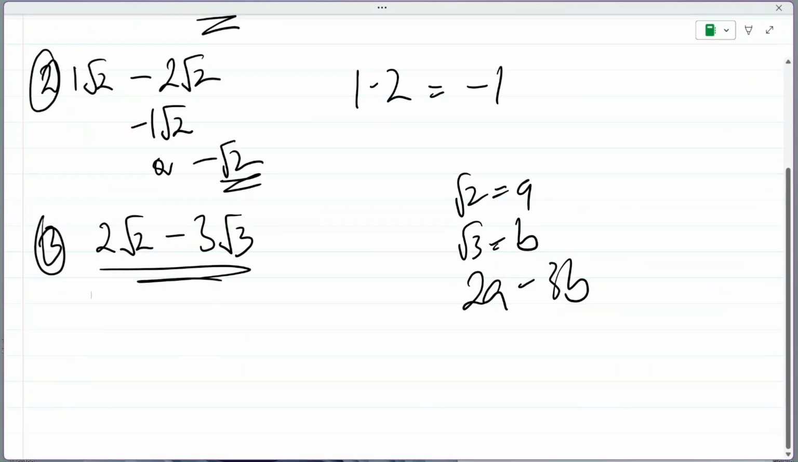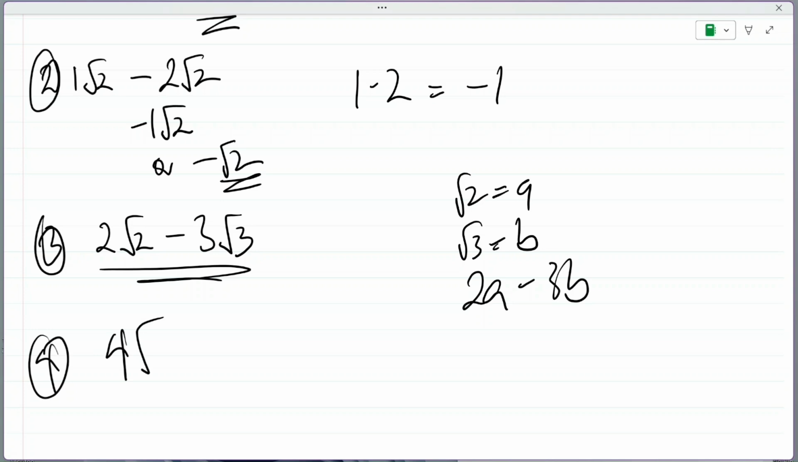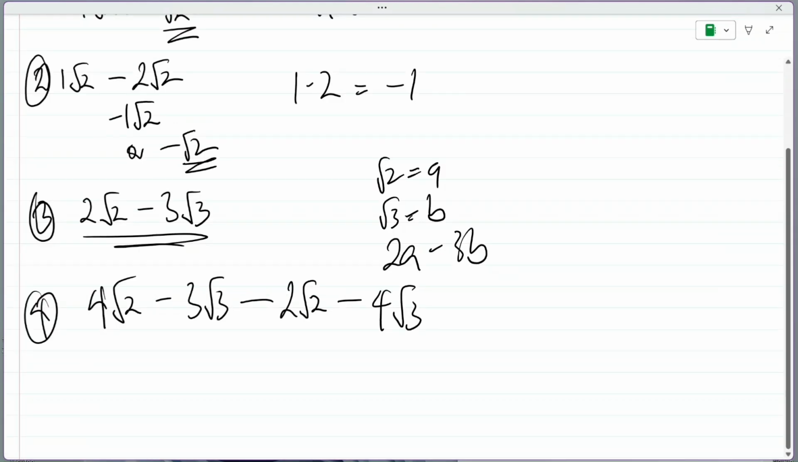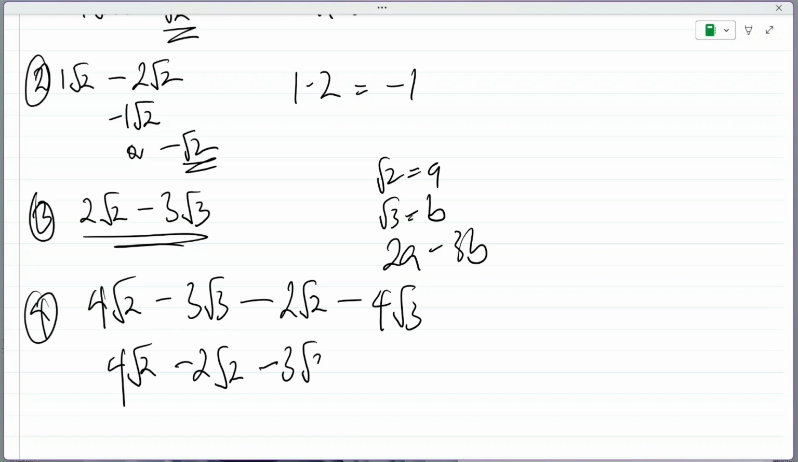We go to the fourth question, where we have 4 root 2 minus 3 root 3 minus 2 root 2 minus 4 root 3. Similar to algebra too, we collect like terms or similar surds. We will start with the root 2's. We collect them together first. We have 4 root 2. The next root 2 we have is 2 root 2, but this is not just 2 root 2. This 2 root 2 owns this minus, so we are moving it with the negative. So we have minus 2 root 2. Then we have 3 root 3 with the minus, so we have negative 3 root 3. Then lastly we have minus 4 root 3.